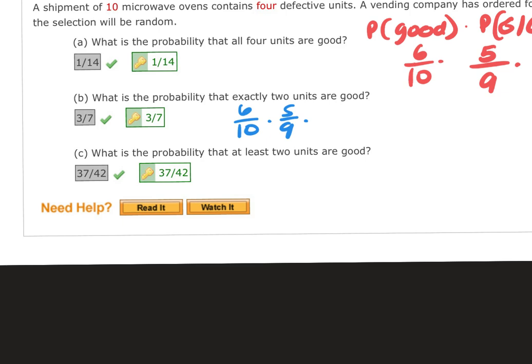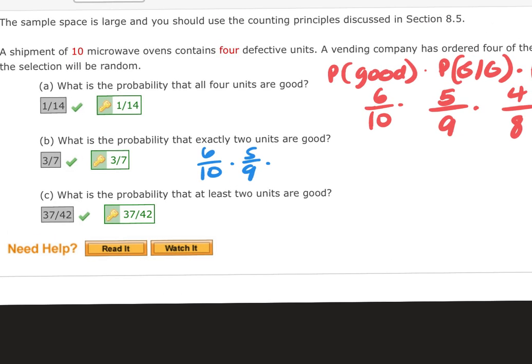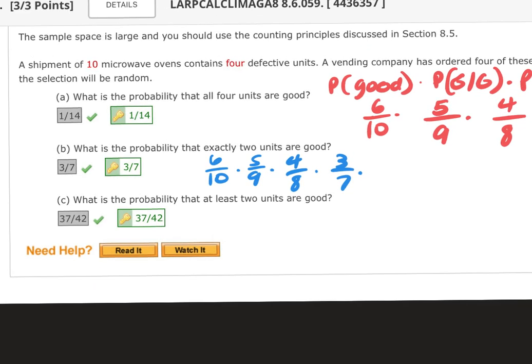Now what's the probability I'm going to get a defective one because I don't want any more good ones? How many defective ones are in there? 4 out of how many are left? 8. Now assume I took a defective one out that time. How many more defective ones are left? 3. And how many left total? And then keep going, right? Because I'm taking all of them.